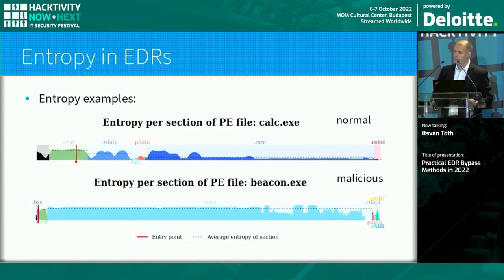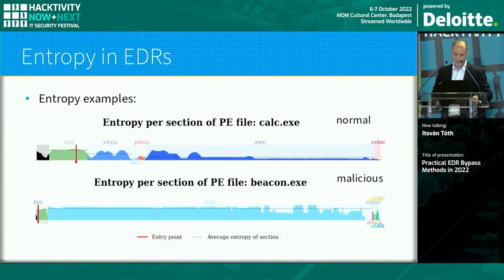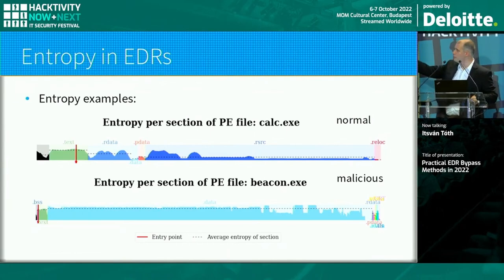Here are some entropy examples. Entropy per section of a PE file, calc.exe, this is the standard Windows calculator. There is the entropy graph of this binary, and here in the lower diagram is a malicious binary, a beacon. This is a Cobalt Strike beacon.